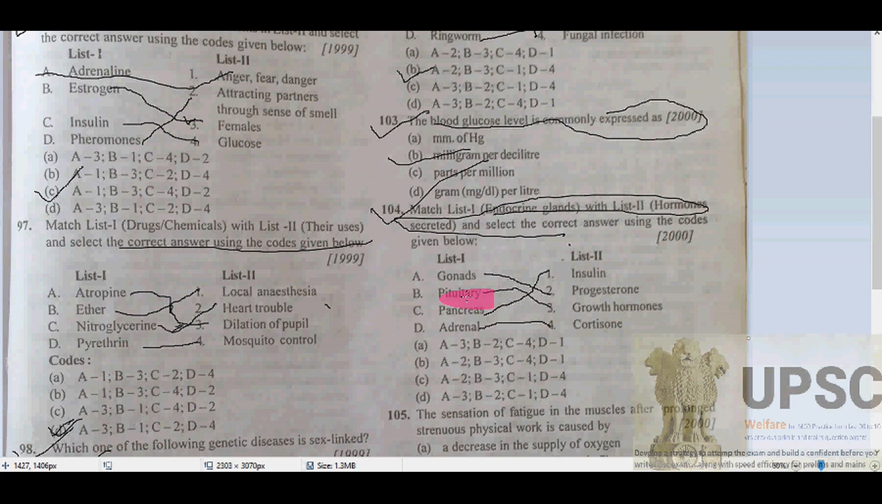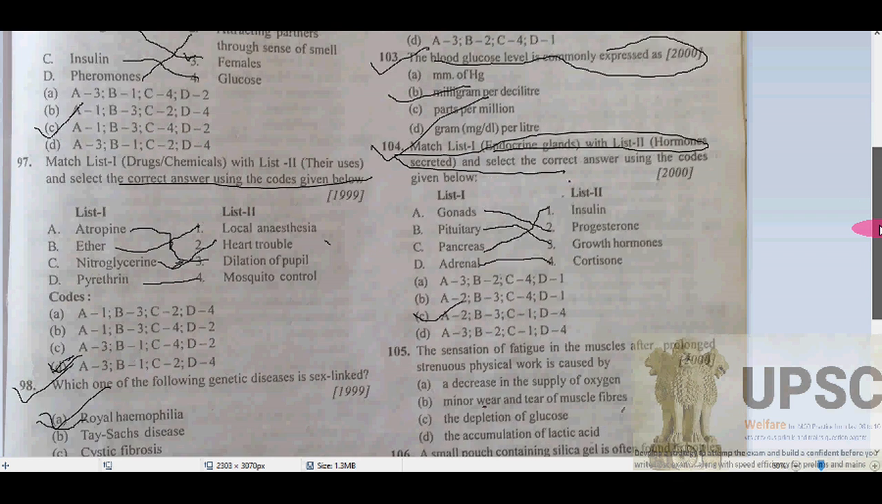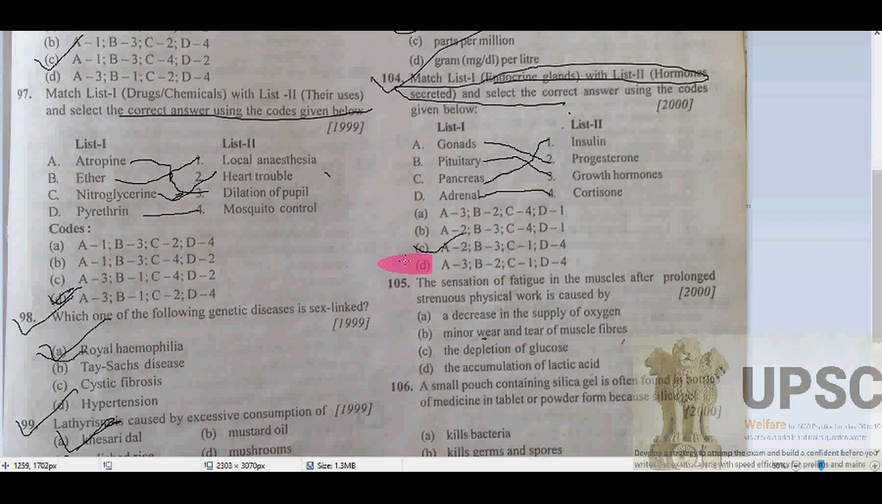So A is going to be a 2, as we know, and B is going to be a 3, as we know that, and C is going to be a 1. That can be, and it is 1. It will be C, correct.